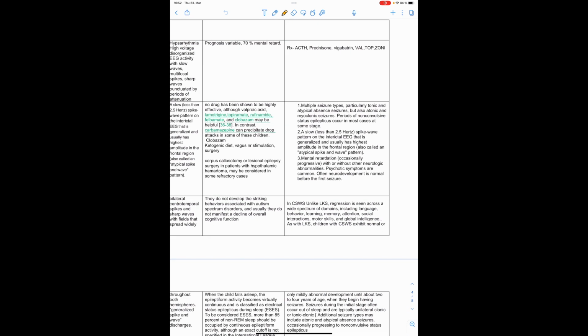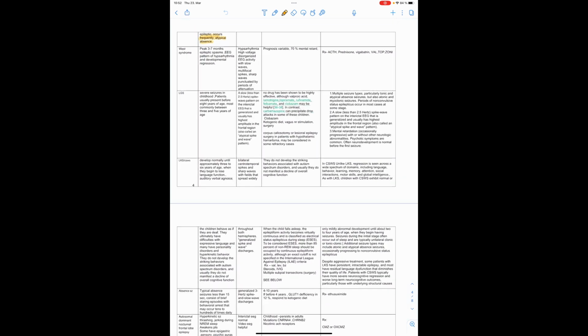ACTH, the treatment. Some drugs that we use are ACTH, prednisone, vigabatrin, valproate, topiramate, or zonisamide. But prognosis is not good.